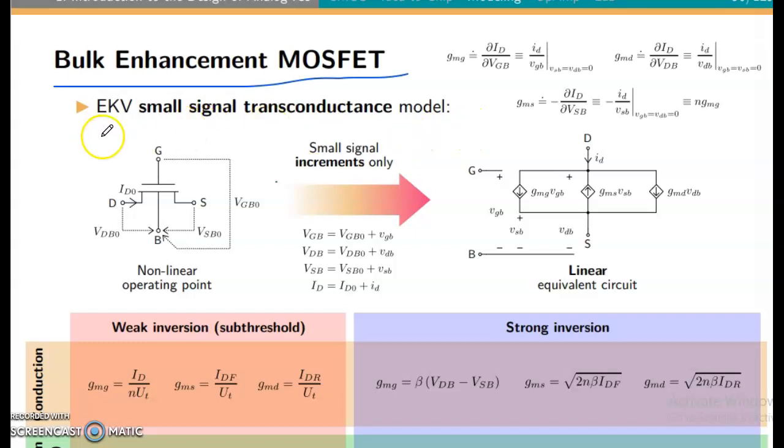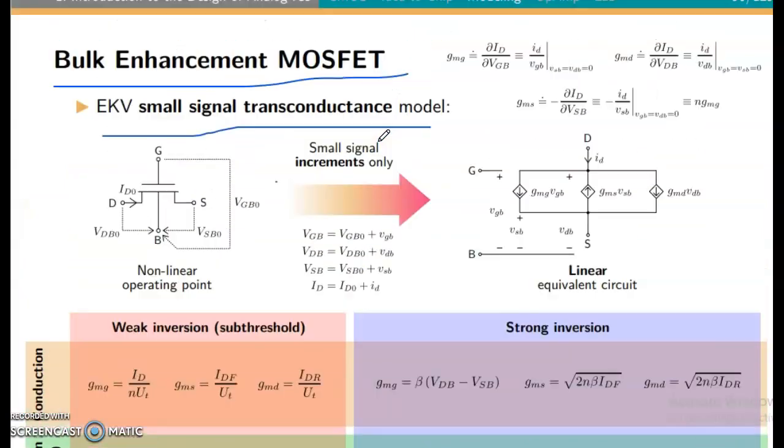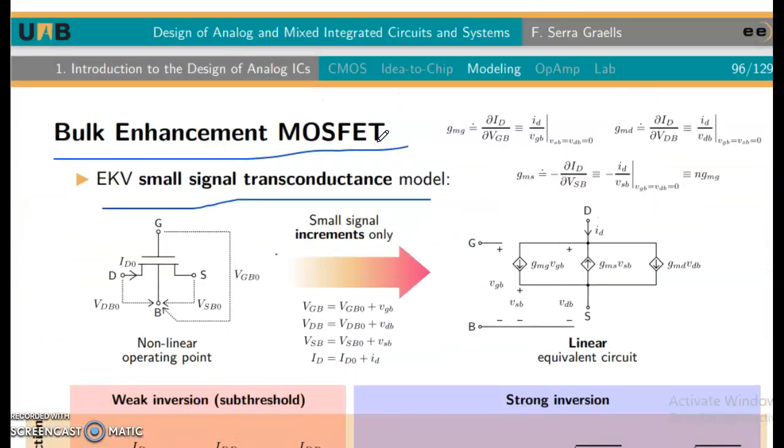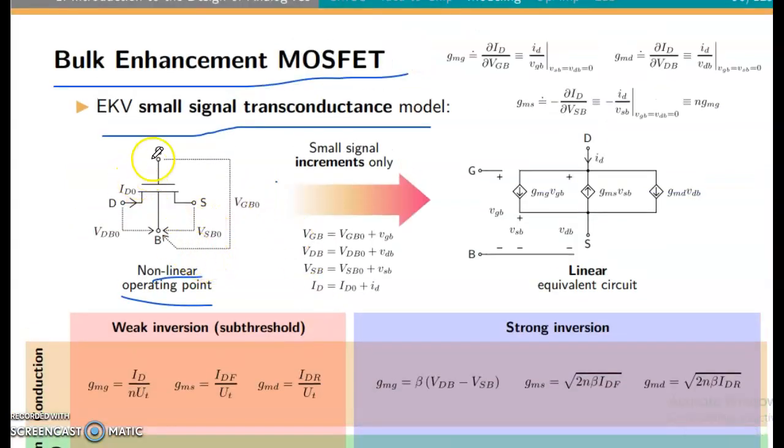Enhancement MOSFET, EKV small signal transconductance model. Already we have seen in the last video, here in the non-linear operating point, the terminals: gate, source, drain, base.